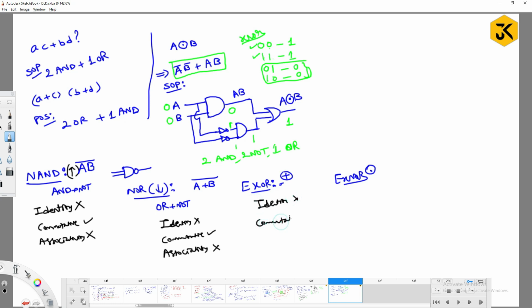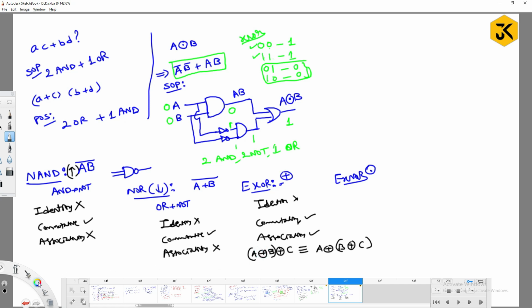XOR also does not support the identity property. It supports commutative, and it supports associativity. Associativity means, if I take something in one order, and if I take the same thing in another order, both results will be the same, right? So A XOR B XOR C, if I do it like this first, is equivalent to A XOR B XOR C grouped the other way. These two are the same. That is the meaning of associative.